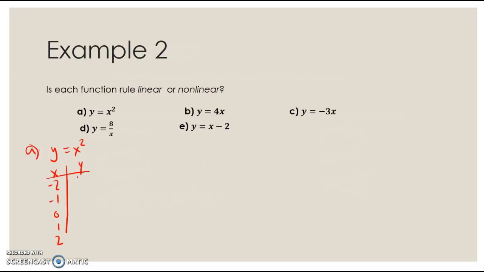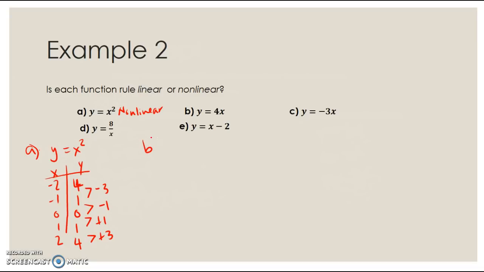So -2 squared becomes 4. -1 squared is 1. 0 squared is 0. 1 squared is 1. And 2 squared is 4. So remember, for it to be a linear function, our rate of change has to be the same. Well, from here to here we subtracted 3, and then from 1 to 0, that's -1, and then from 0 to 1 we added 1, and then we added 3. So our rate of change is not the same here, so this one is nonlinear, because our rate of change was not the same.